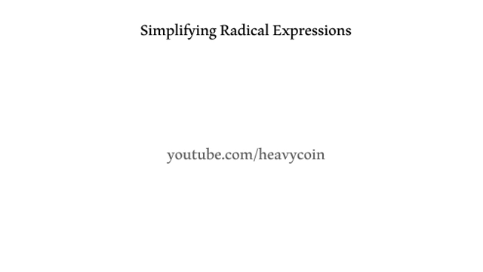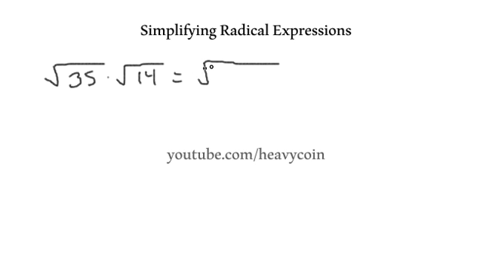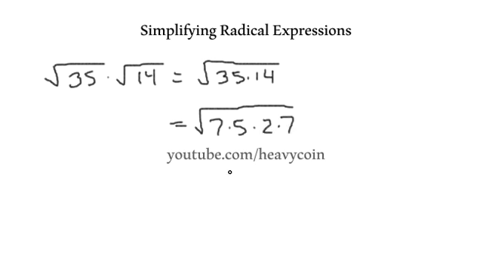Alright, what if we had the square root of 35 times the square root of 14? Let's just put everything under the radical, so this would be 35 times 14. Now I'm going to break this up. This is 7 times 5, and this would be 2 times 7. Okay, so we have 2 7's under the radical, so that'd be 7 times 7, or I'm going to just say 7 squared times 10.